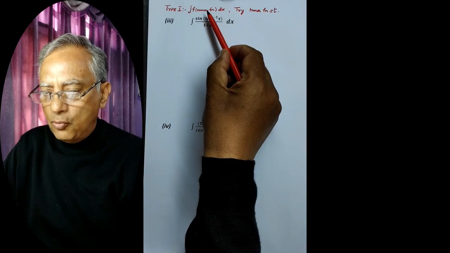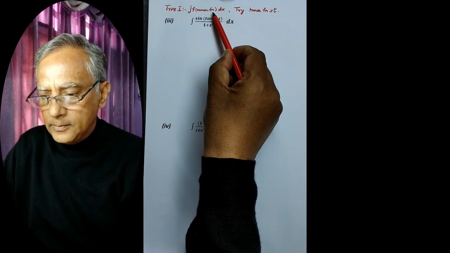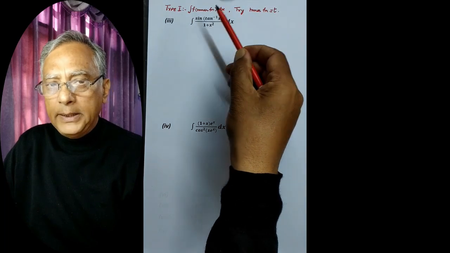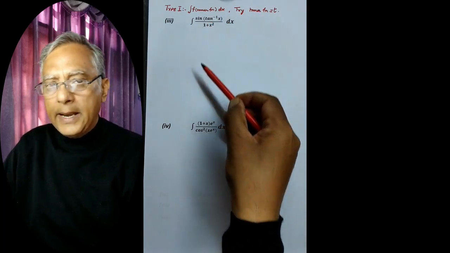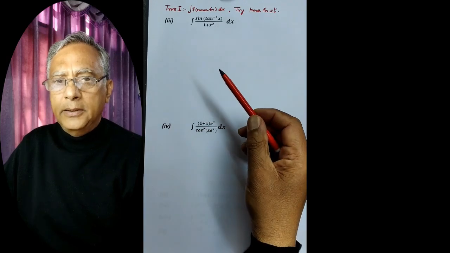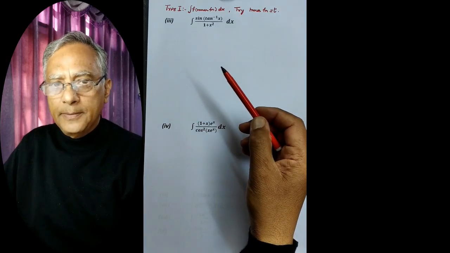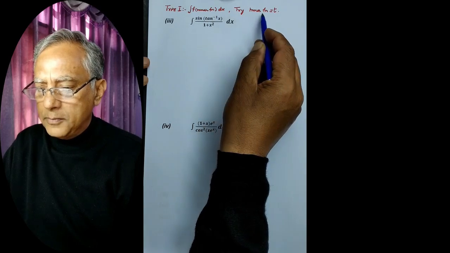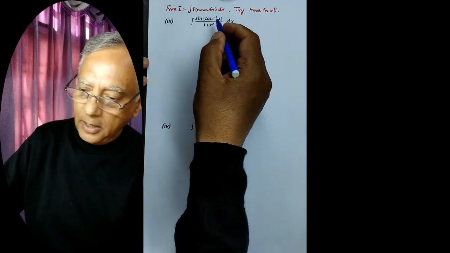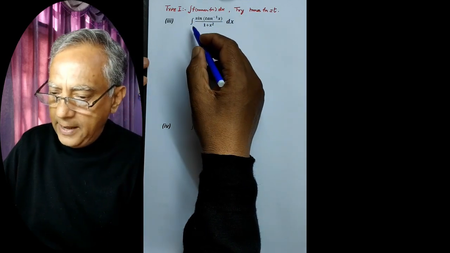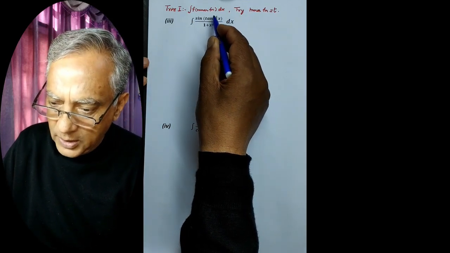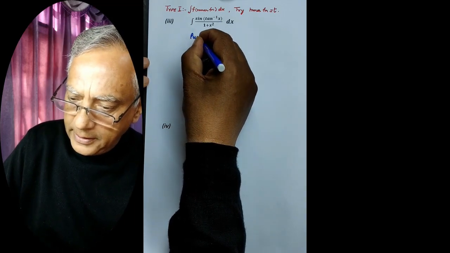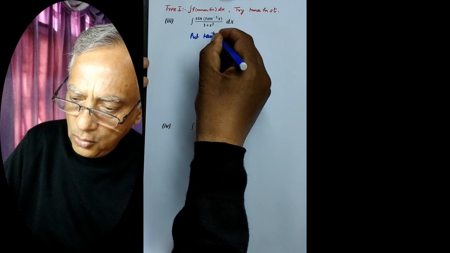Whenever a function involves an inner function, you must try inner function equal to t and see whether it is working or not. If it is working, carry out the substitution. Otherwise, think of some other substitution. So first is, if a function involves an inner function, try inner function equal to t. Now in this case, we have inner function as tan inverse x. So we must try putting tan inverse x equal to t.